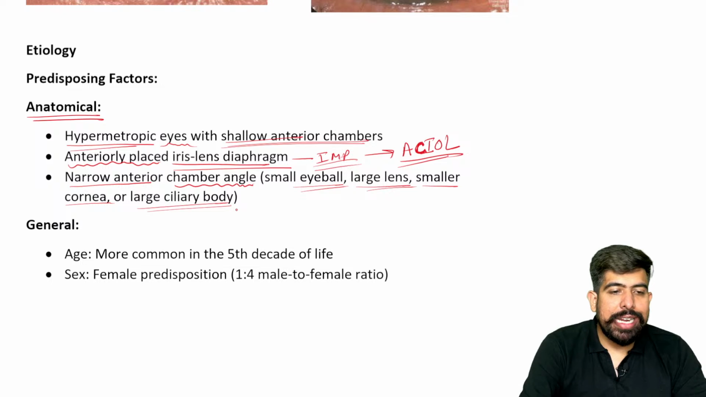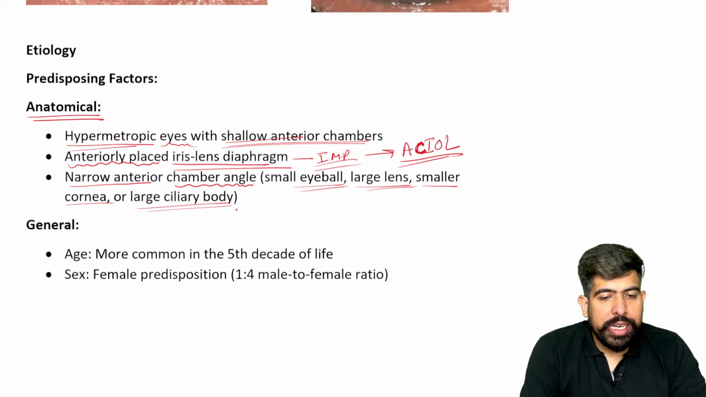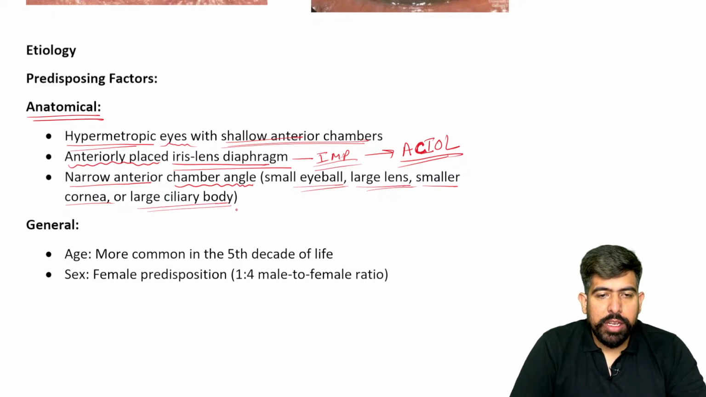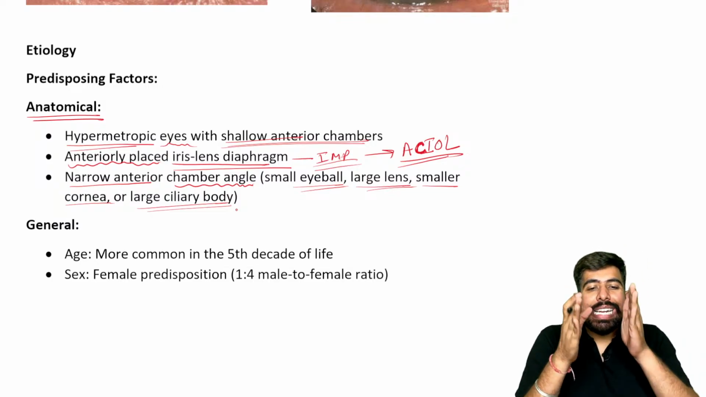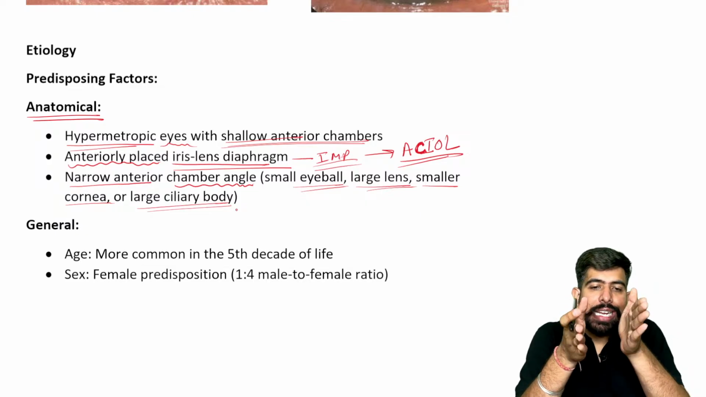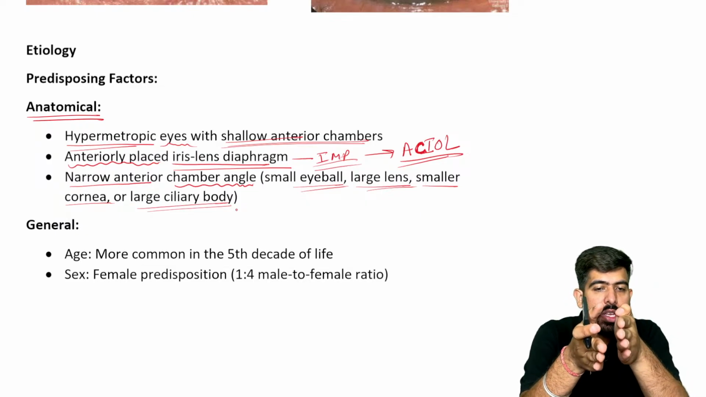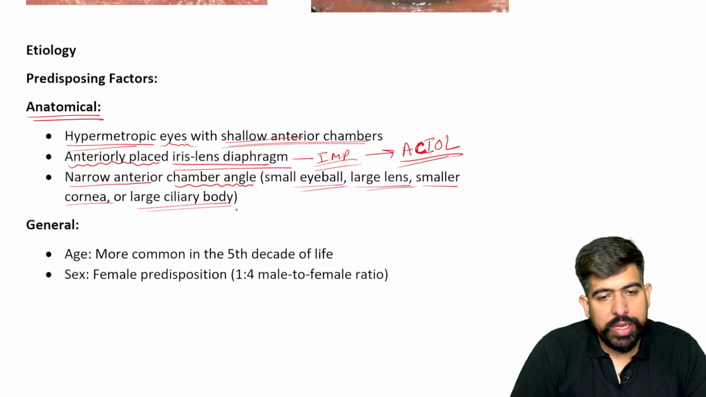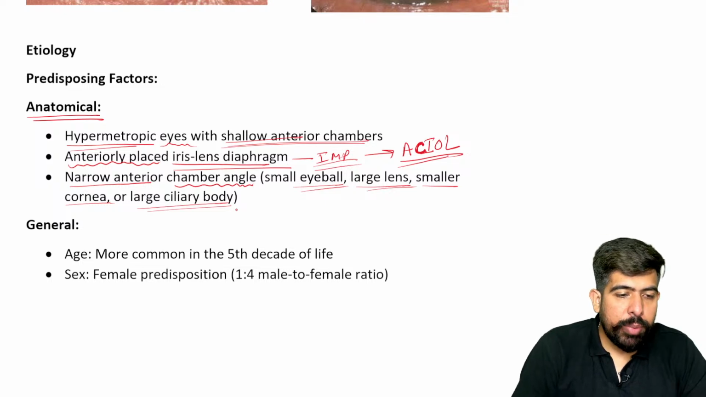All these factors can do what? The narrowing of the anterior chamber. Now, if there is narrowing of the anterior chamber, what can happen? The iris can easily attach to your lens and form synechiae over there. So that's why this is a very important feature.